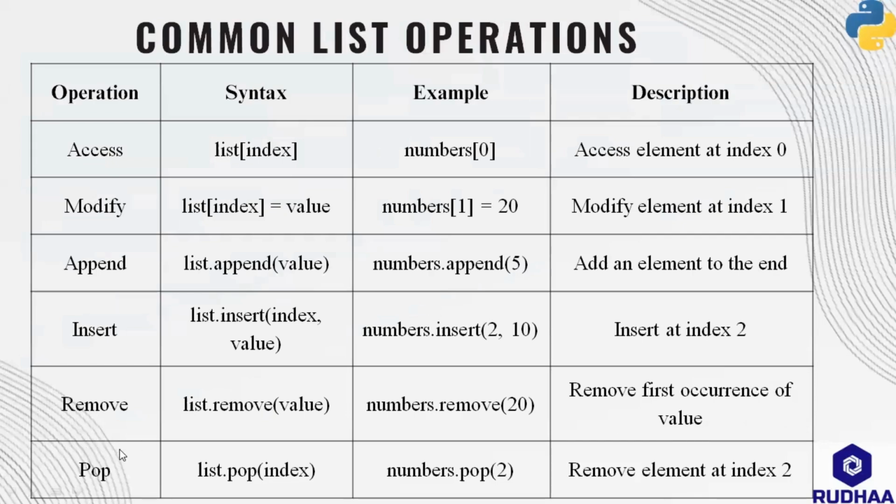Then pop is opposite to insert. You can remove the element from a particular index of the list. So numbers dot pop of 2 means that at index 2, whichever element is present, that element will be removed. So insert is opposite to pop and append is opposite to remove. Append and remove work without a specific position, whereas insert and pop work at the particular index. So these are some of the common list operations, and the syntaxes are given. Mainly only these will be used to work with the list.